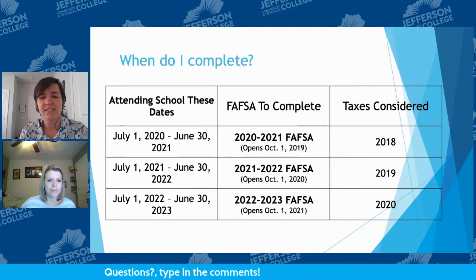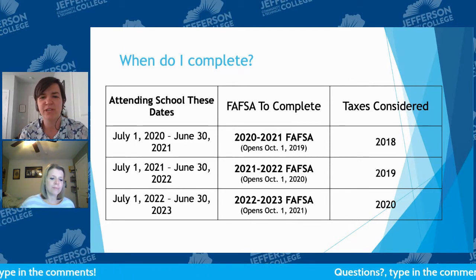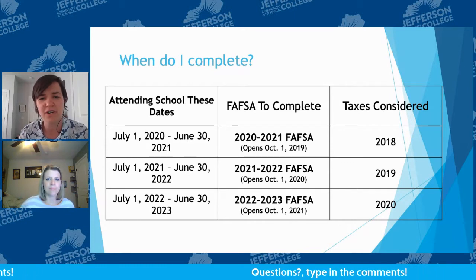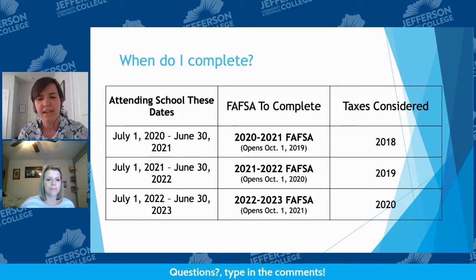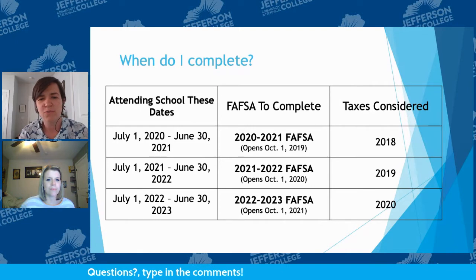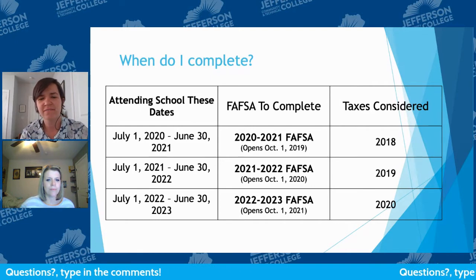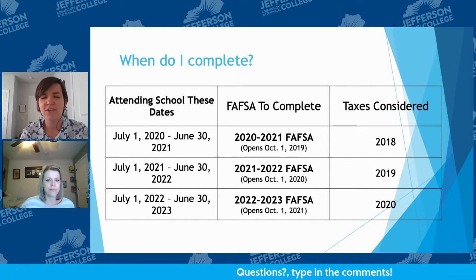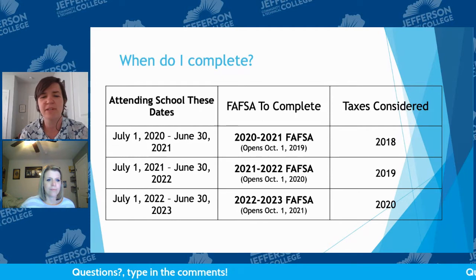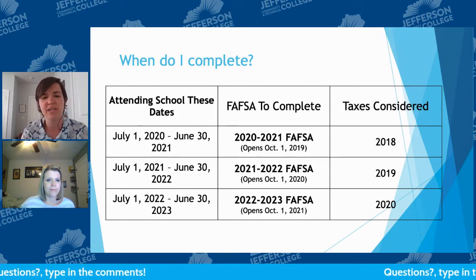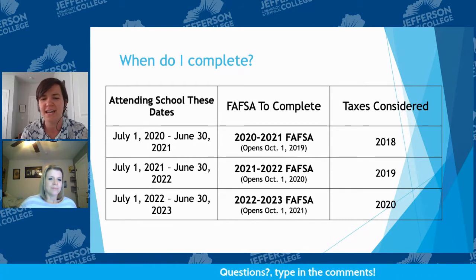And as we discussed the upcoming school year, that would be someone attending school anytime between July 1st of this year to June 30th of next year. Again, that would cover the 2021-2022 FAFSA. That FAFSA opened last October, and the taxes considered for it are 2019 taxes. So if you're looking to go to school in the upcoming school year, that's the FAFSA you want to complete, the 2021-2022 FAFSA with 2019 tax information.